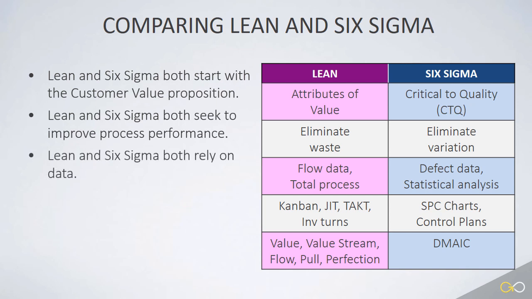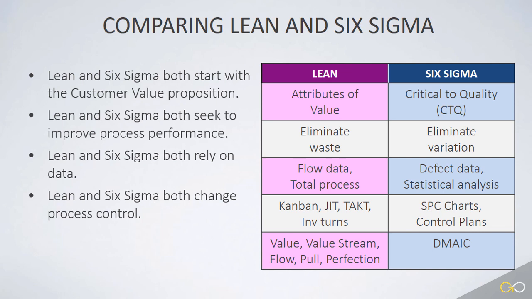Also, both of them rely on data. Lean gathers process data and overlays it on the value stream map to quantify the process flow. Six Sigma collects defect data and uses statistical process control to ensure that the correct problem is fixed and the solution is effective. Another thing is that both methodologies are committed to really fixing the problem.